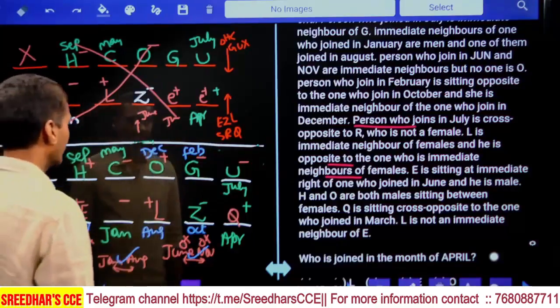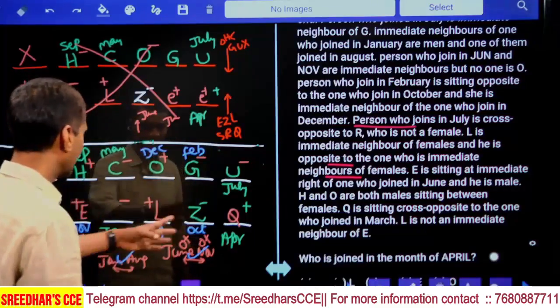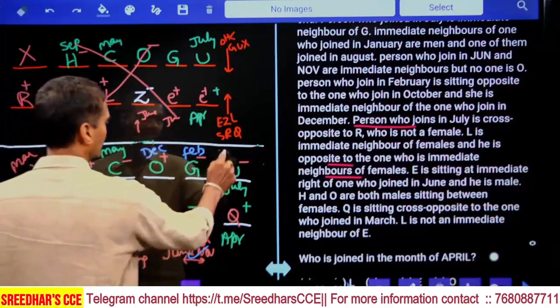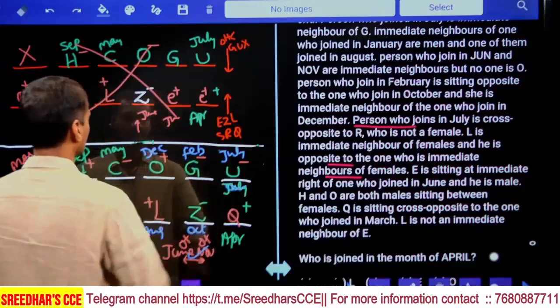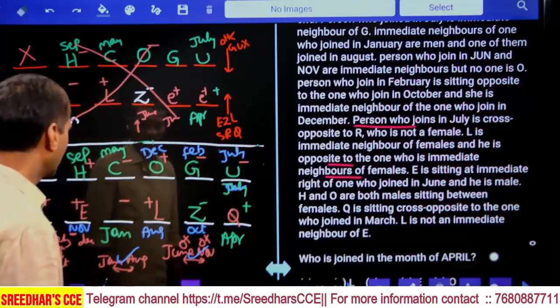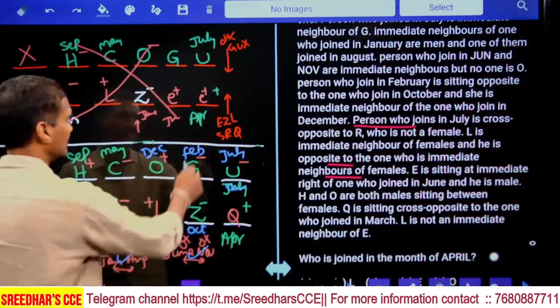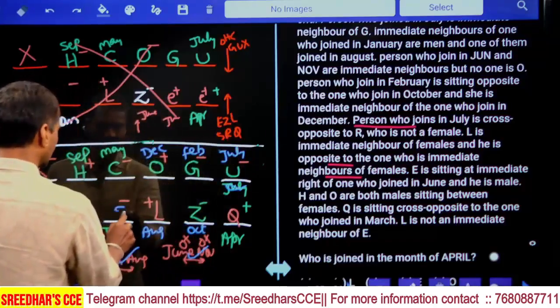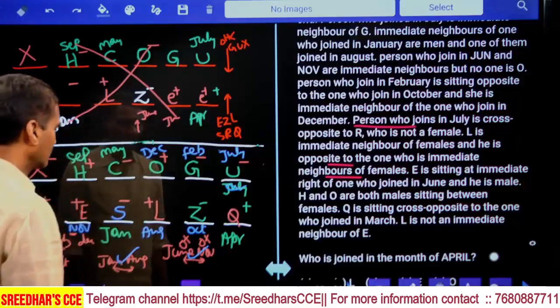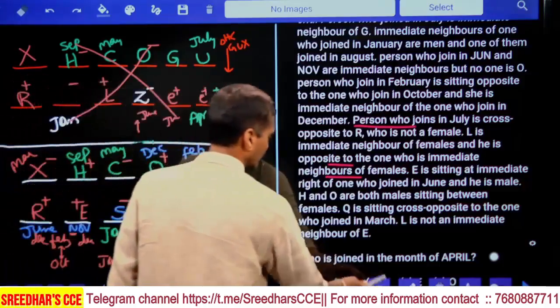Then what is the only other month left over here? One month is left, that is July. Now this July is already here. July already. Now this is the final arrangement over here. And one person is left over. Who is that person here? EZL SRQ. EZL SRQ. S must be a female. Clear now? Now this is about question numbers 18 to 22.